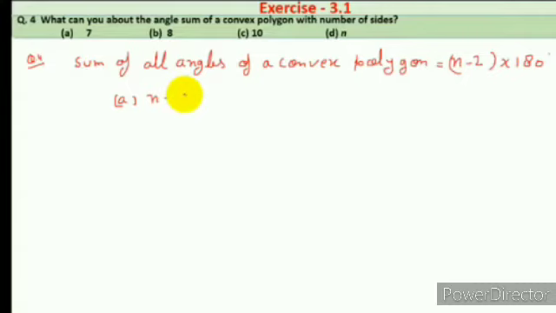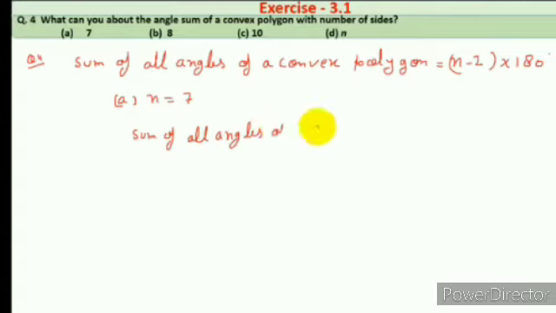What is that formula? The sum of all angles of a convex polygon or concave polygon is this formula: n minus 2 into 180 degrees. Very simple it is. In that, what is n? n means the number of sides of the polygon. Here the given sides are: first 7 sides, second question 8 sides, third question 10 sides, and the D question n sides. Let's see how to find the sum of angles of polygons.